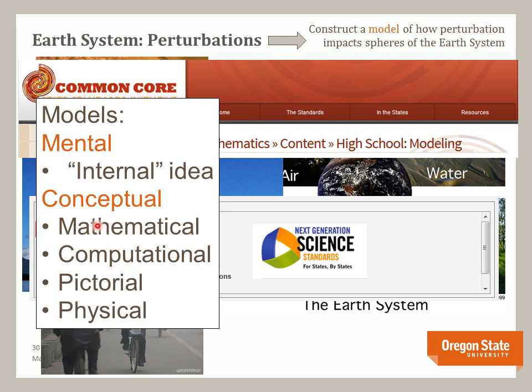And then there are conceptual models, which are more well-developed and public. Types of conceptual models include mathematical models like equations, computational models like computer programs, pictorial models, which are just diagrams that show relationships between parts, and then physical models that are built, tested, and refined to be good representations of natural processes.